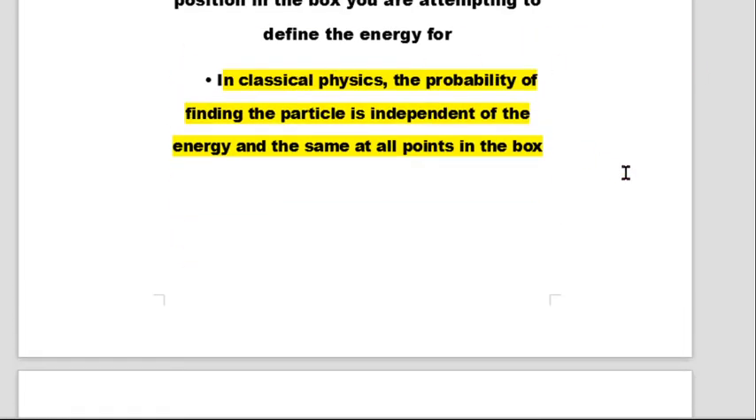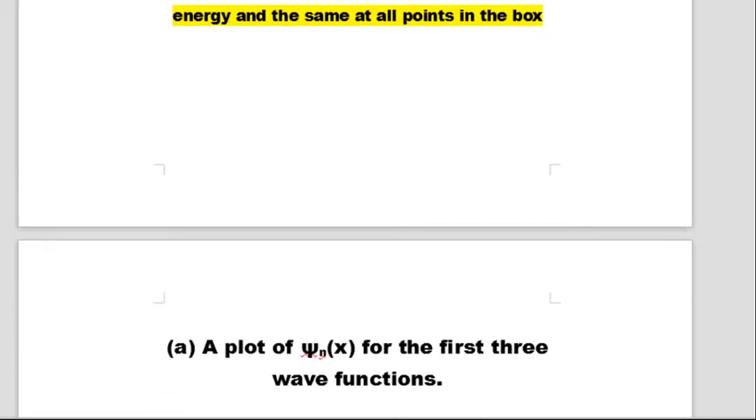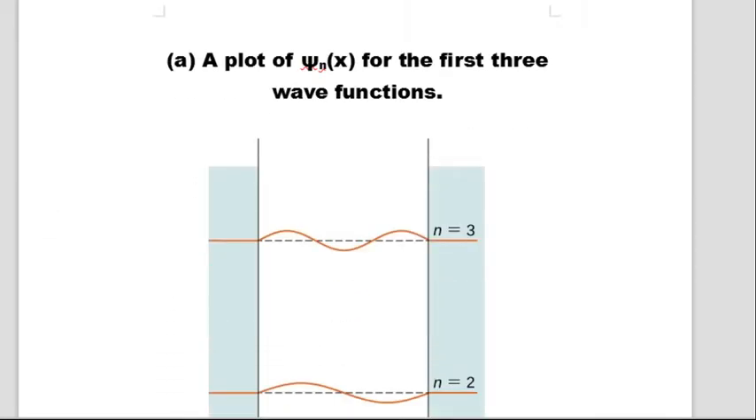This result is different from classical physics. If we have a particle in a box, it can be a 1D box, and it is obeying Newtonian equations, the probability of finding the particle will be independent of the energy and the same at all points in the box. If it is moving with a uniform velocity, we can imagine the probability will be the same. It's rebounding at the wall, just like a Newtonian particle.